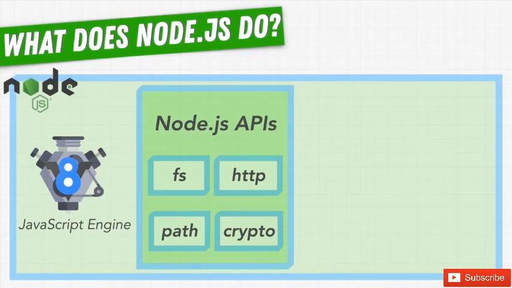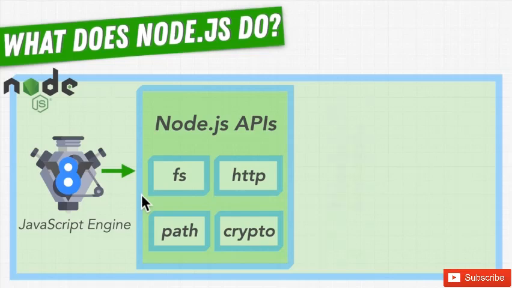Now, when V8 sees some code that uses these features, it'll say, okay, I need some help to execute this. And it'll call the corresponding functionality in our Node.js APIs. Some of this is written in JavaScript, but also in lower-level languages. Languages that are more like the machine code that the hardware on your computer speaks, like C and C++.